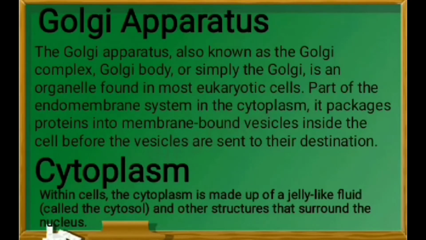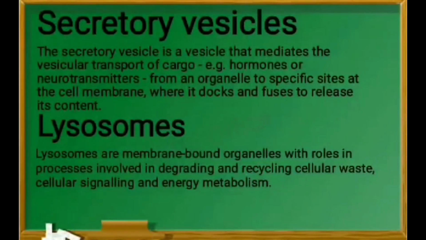Next, we have cytoplasm. Within cells, the cytoplasm is made up of a jelly-like fluid called the cytosol and other structures that surround the nucleus. Secretory vesicles. It is a vesicle that mediates the vesicular transfer of cargo, e.g. hormones or neurotransmitters, from an organelle to specific sites at the cell membrane where it docks and fuses to release its content.